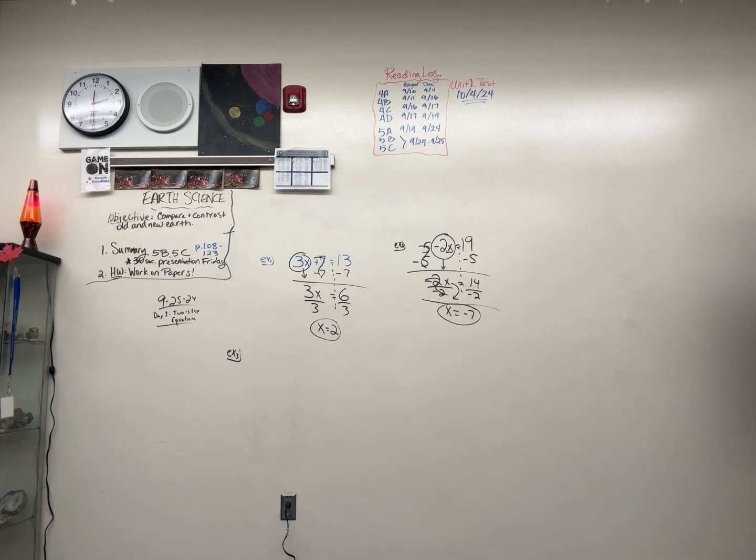Again, we are adding and subtracting our constant. We multiply or divide by the coefficient. Let's do it.